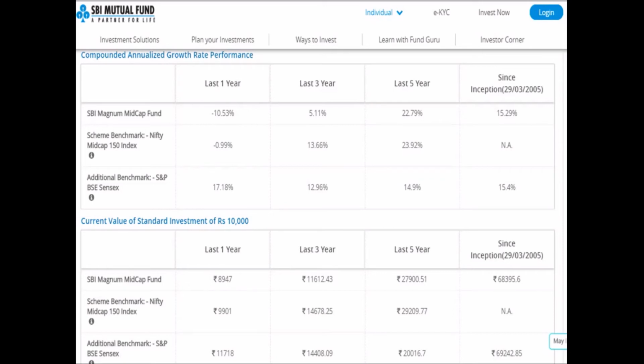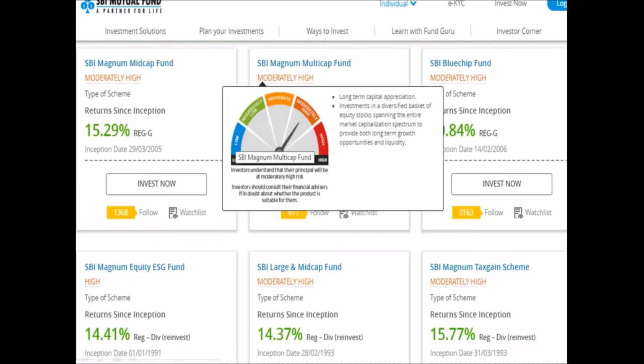You yourself should look at the scheme, look at the growth rate, look at the current value of a standard investment of 1,000 rupees. What is the current value since its inception? What is the current value overall? Even the risk factor is given here. These are all the top investments of SBI funds. So what are the risks? Moderately high for multi-cap, moderately high for mid-cap, blue chip funds, what are the returns, all are given here. So you yourself go to the website, check the fund and then only invest.